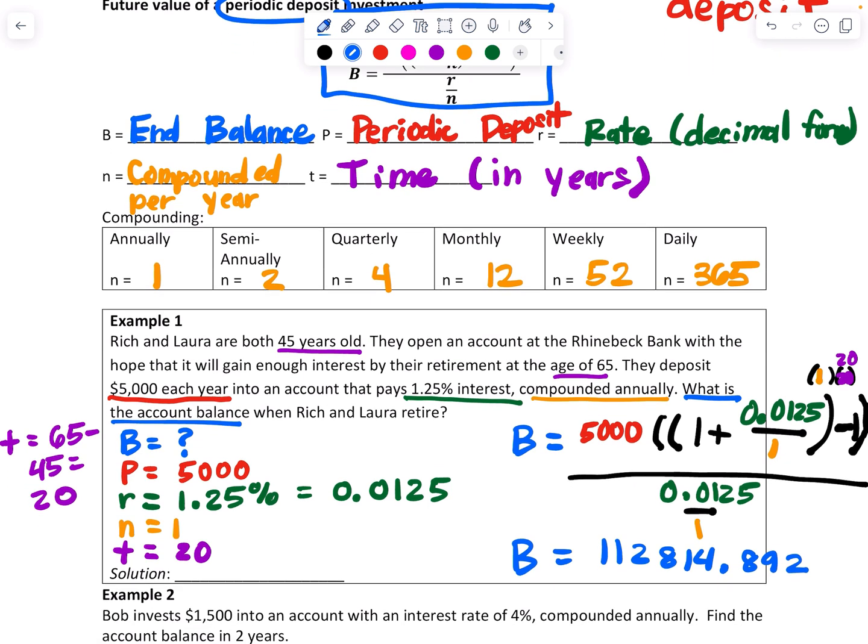So our calculator gave us this number, so our solution will be the amount of money they have in their account would be $112,814. And let's round this to the nearest cent. So after the 9 comes a 2, so I'll just keep it 0.89. This would be our solution. So if they deposit $5,000 into their account every year for 20 years, that's how much money they would have.